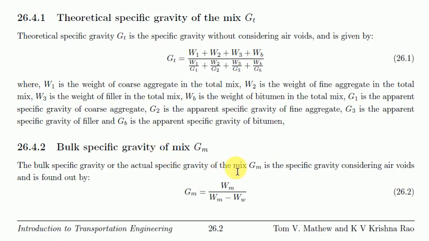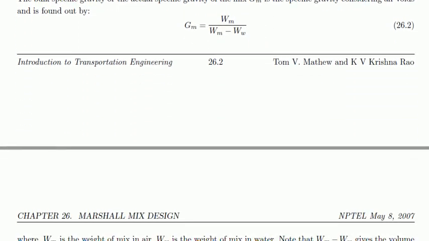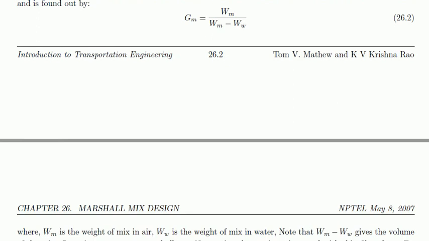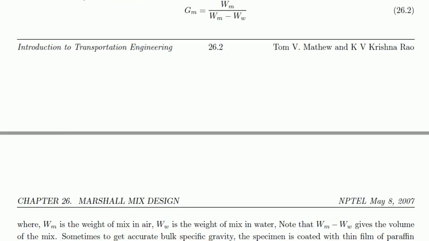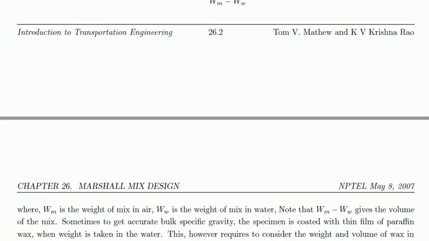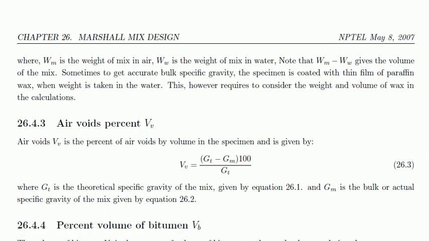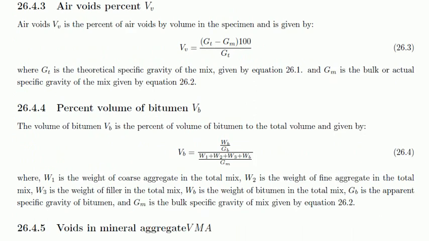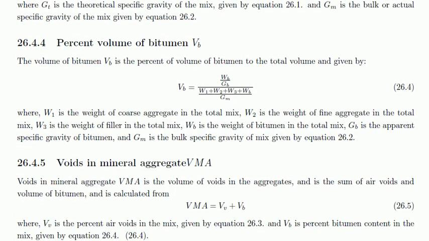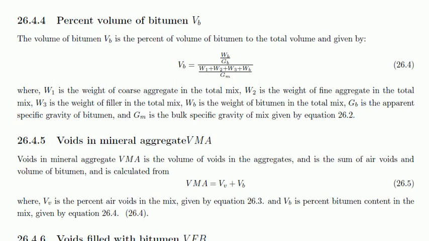Then comes the bulk specific gravity of mix. That is calculated by that formula, where Wm is the weight of the mix in air and W is the weight of the mix in water, and we take the difference. That is the simple step for calculating the air void: weight in air, weight in water. Based on that we can calculate the air voids and later on the percentage volume of bitumen. So percentage of bitumen and percentage volume of bitumen are different here.